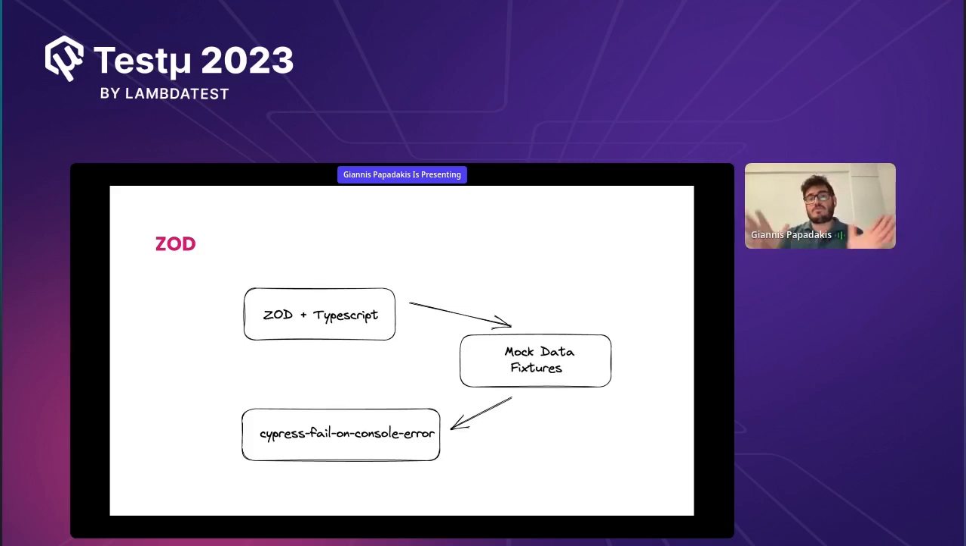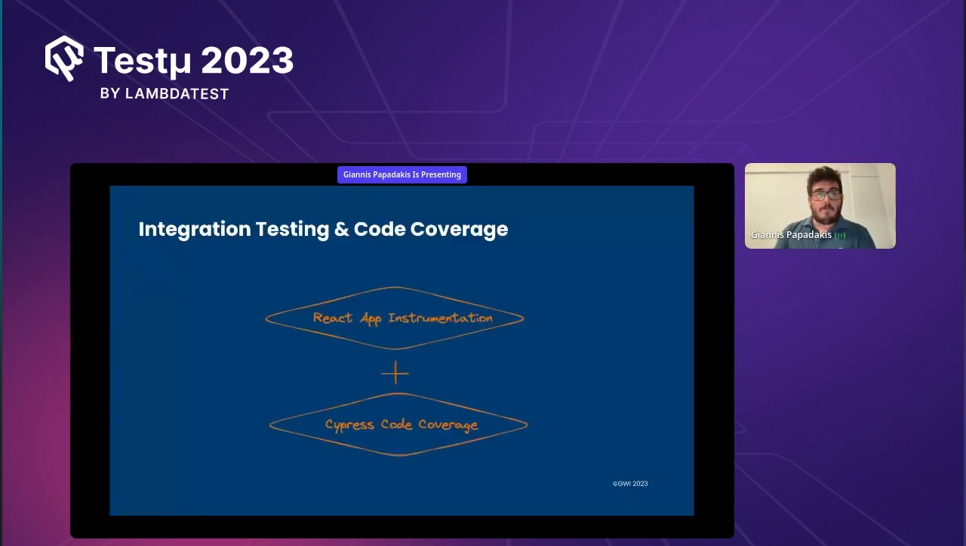So with Zod and TypeScript, we have mock data in fixtures, and in the end we use the fail-on-console-error library. It's a package that we use to fail the test if we have a console error, because Zod is actually producing a console error if it's validating the mock data and they are failing, producing a relevant issue in your console error.